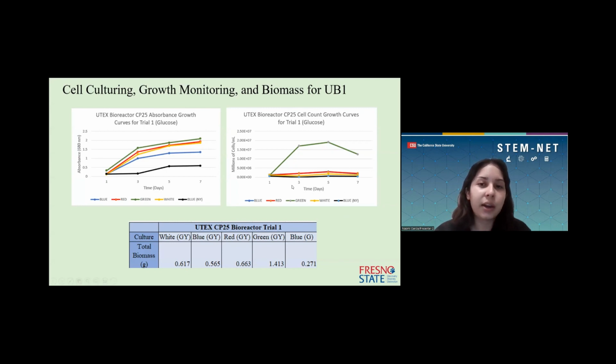So as we can see here, a lot of the data is very difficult to interpret because for this trial, we had huge rampant amounts of contamination. So even the absorbance values were a little bit disturbed because the cultures actually shifted to a light orange color, which we'll see later on. The one thing that we could take away from this data, though, was that the green culture specifically had a much higher cell count in comparison to all the other cultures. And this was also reflected in the total biomass that we see displayed in the graph below. So green just has a lot more cells.